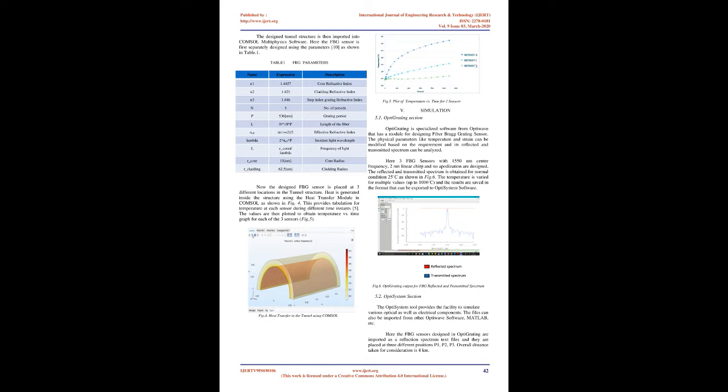Methodology. Here a tunnel-like setup is assumed and 3 FBG sensors are placed at a distance of 1 km from each other. Initially these FBG sensors are designed for the same temperature, 25 degrees Celsius.